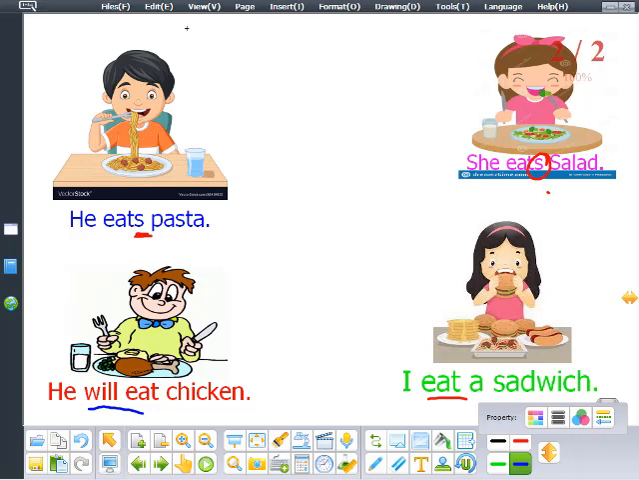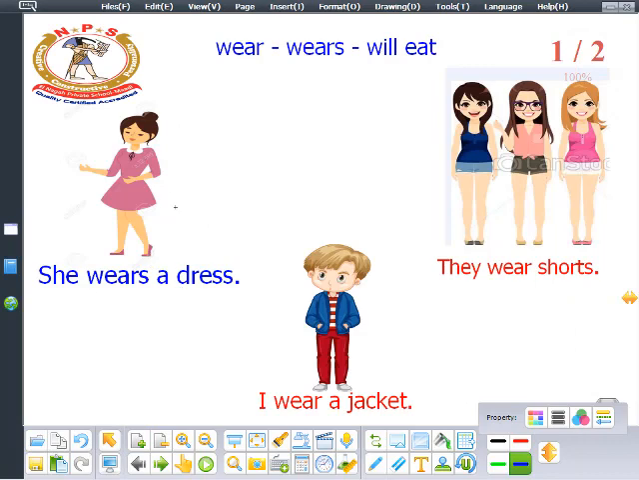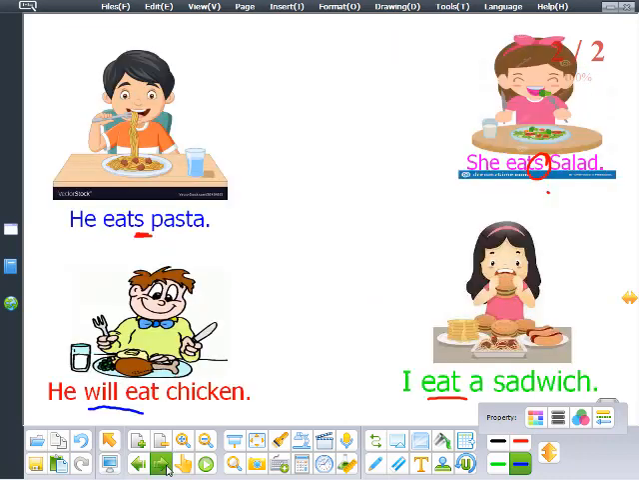Is it easy? Is it clear? So now we know about the present simple. We say he eats and she eats. With he and she, we put S to the verb. But when I talk about more than one, plural or many, we say wear without S, no S. And when I talk about myself too, I say I wear. I what? Wear. Because I talk about myself. And when I talk about another one, I say he eats, she eats. And if he hasn't eaten yet, we say he will eat. Is it easy?